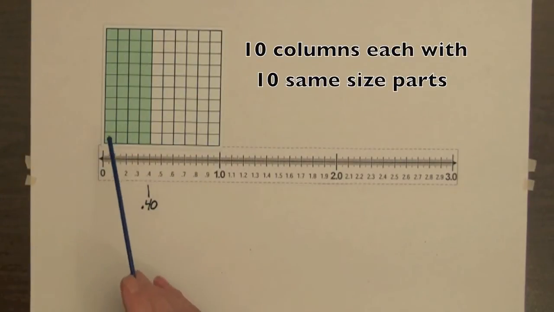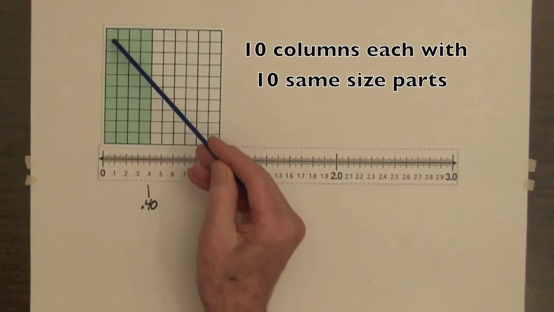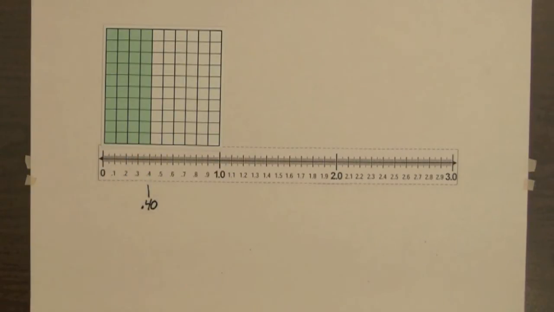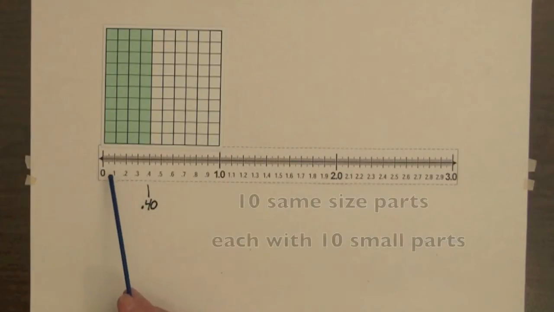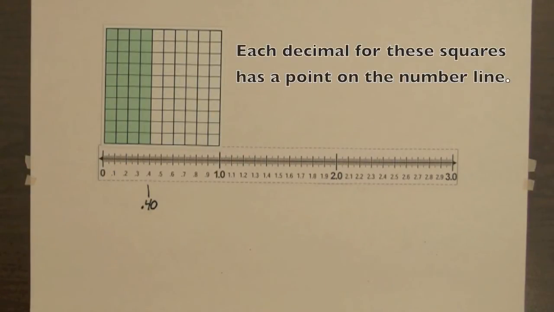The green decimal square is divided into 10 equal columns, and each column has 10 small parts or 10 small squares. The number line from 0 to 1.0 also has 10 small parts, 0 to 0.1, 0.1 to 0.2, 0.2 to 0.3, and so forth. And each of these parts has 10 small parts. So the decimal for every green square with 100 parts will correspond to one of the 100 parts from 0 to 1.0.